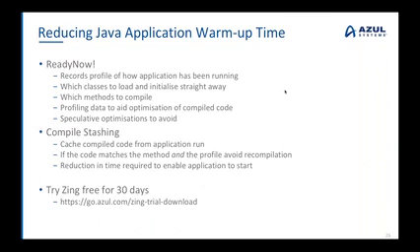Compile stashing takes it to the next level. So we cache the compiled code from the particular run of the application. Then if we get a match between both the method and the profile, we can avoid having to recompile it at startup time. You can simply reuse the cached version. And that really does reduce the time required to enable our application to start.